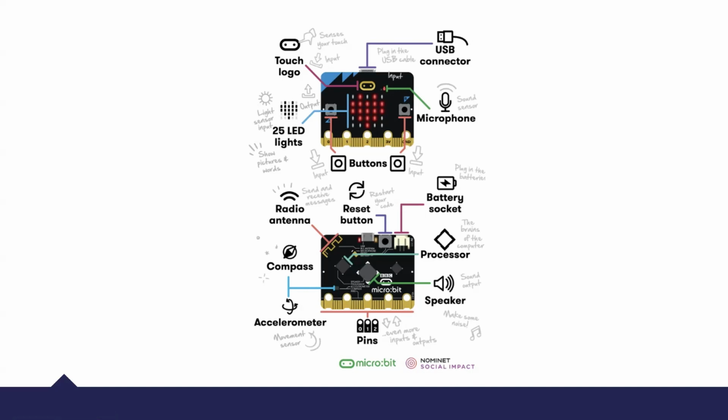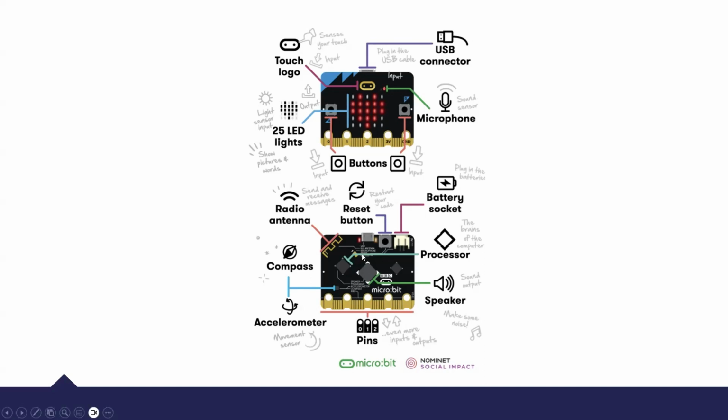to communicate between more than one microbit. It's also an interesting talking point because we've been looking at inputs and outputs, and the radio antenna is both because it can be both. You've got reset button on the back. You've got the battery socket connector that allows you to connect it to 3 volts worth of batteries.